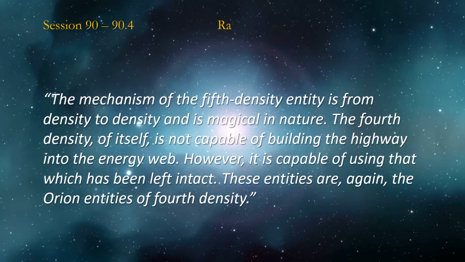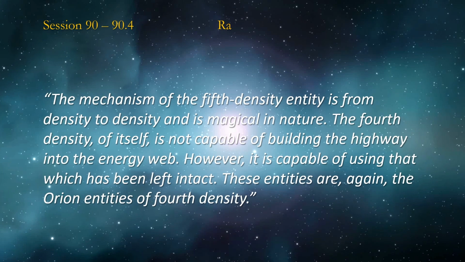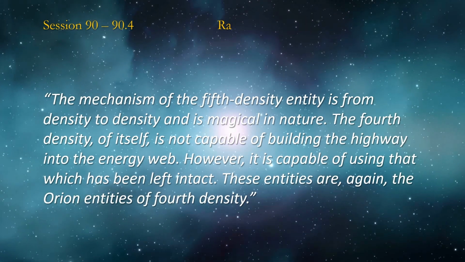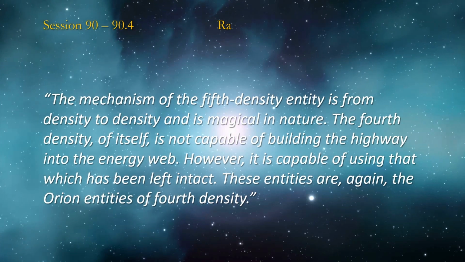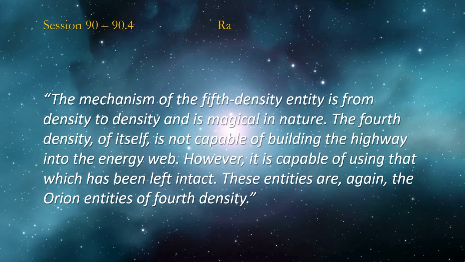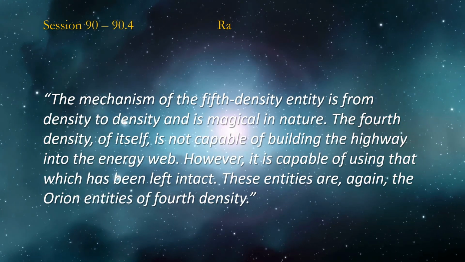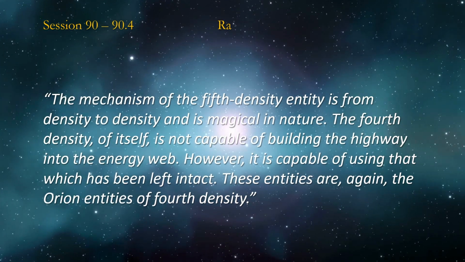Ra says, the mechanism of the fifth density entity is from density to density and is magical in nature. The fourth density of itself is not capable of building the highway into the energy web. However, it is capable of using that which has been left intact. These entities are, again, the Orion of fourth density.